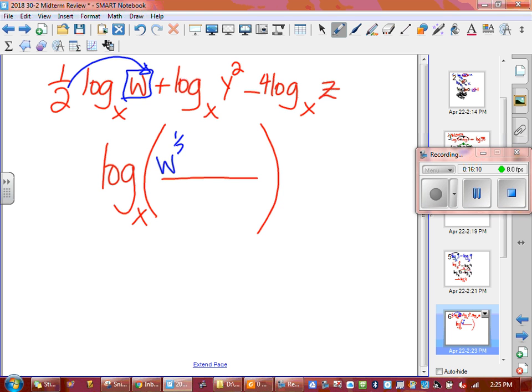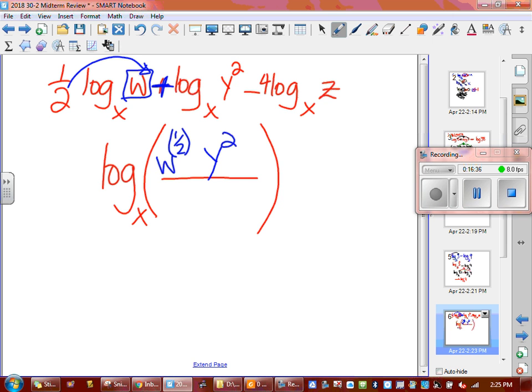So w exponent 1/2. Okay? Now exponent 1/2 is also square root. It means square root. So you could write square root w there if you want. You don't have to, but you could if you wanted to. The next one, the exponent's already up on him. He's being joined by a plus sign, so that means he's going to go on top. Being multiplied means sitting beside the other guy. So y squared is going to sit on top beside the w.